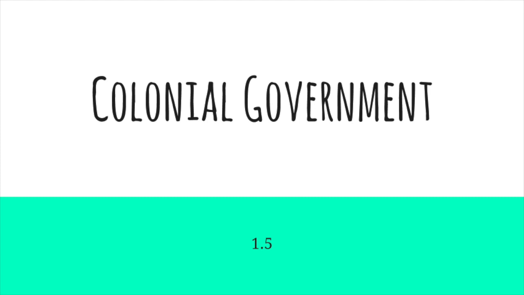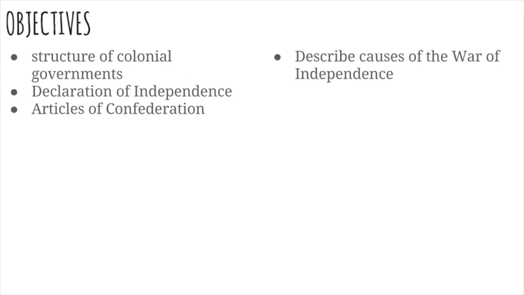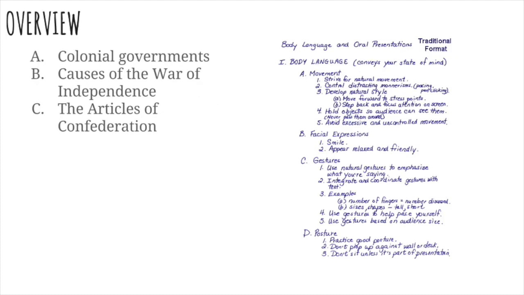Welcome to Lesson 1.5, all about colonial government. In today's lesson, you'll need to know about the structure of colonial governments, the reasons why the War of Independence happened, a little bit about the Declaration of Independence, and then finally we'll talk about the Articles of Confederation. Here's your overview, and remember to take good notes.